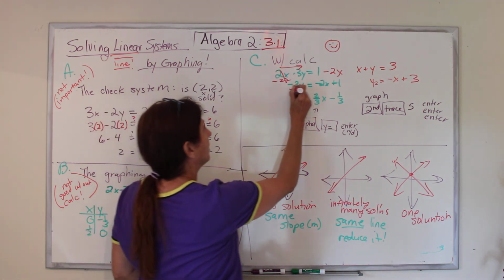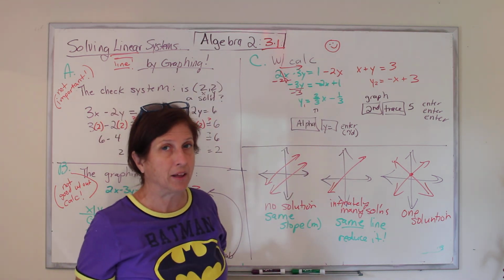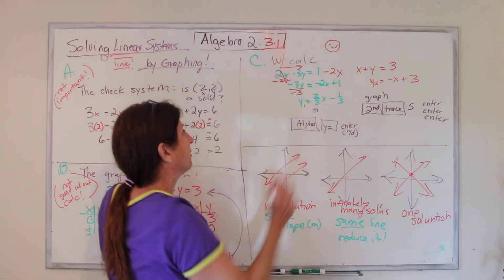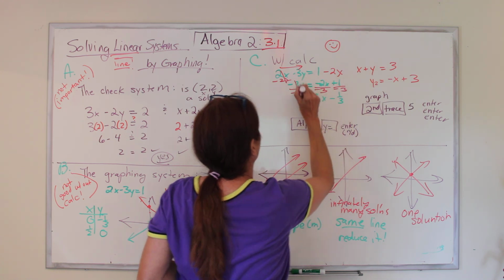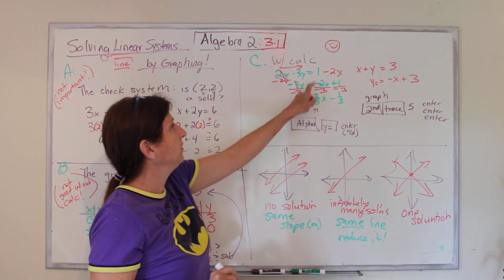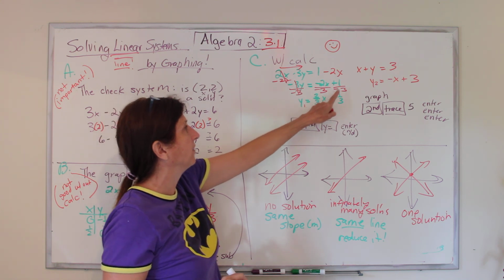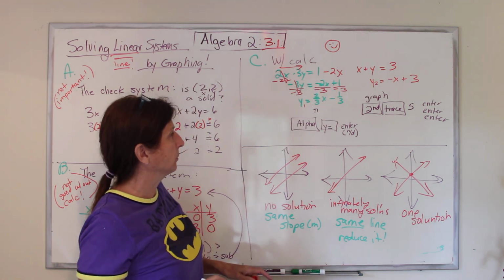Now y is not alone. It's being multiplied by negative 3, so I divide by negative 3. Who gets divided by negative 3? Everybody! It's a pirate party! Everybody gets divided by negative 3. Those cancel out. Two negatives make a positive, so this is 2/3 x, and one negative makes it negative, so it's minus 1/3.